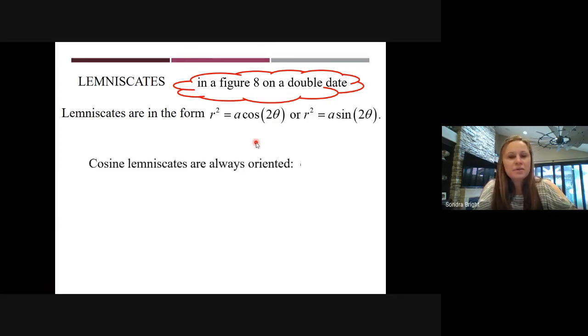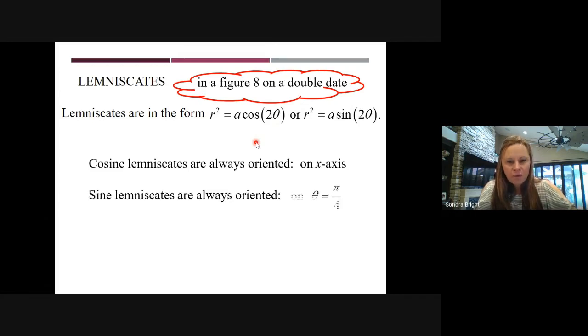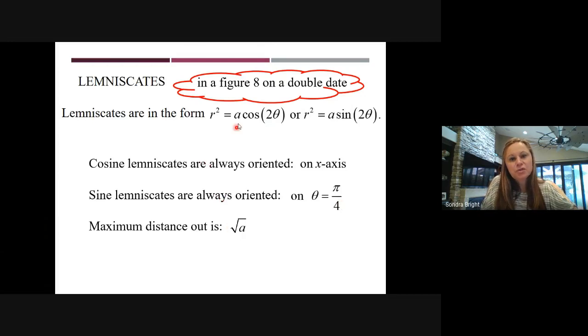All right, so if it's a cosine, it's always oriented on the x-axis. If it's a sine, it's always oriented on pi over 4, which totally matches up with pi over 2 times 2. So it's not a new rule. You got a 2 right there, so it matches up with the rule we learned for the pedal graphs. The maximum distance out is where you have to be careful. It's the square root of a. R squared here, remember you're going to take the square root of that number to figure out how far out you're going.